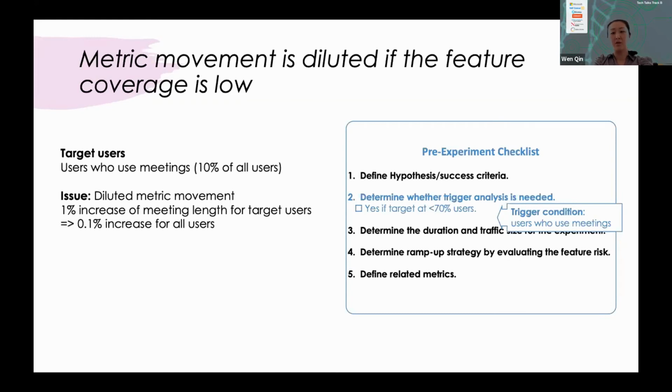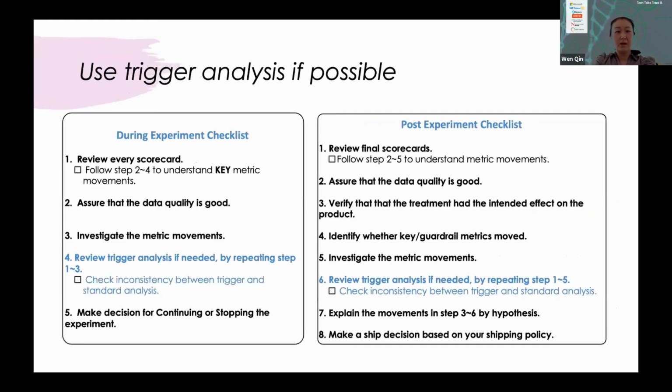We recommend you use the trigger analysis if the feature coverage is below 70%, where dilution might be an issue. With the trigger analysis, during the experiment and post-experiment, you want to review the trigger analysis scorecard in addition to the standard scorecard. And you want to check whether there's any inconsistency between the trigger and standard analysis. If you have some improvement in your trigger analysis, but some regression in your standard one, you need to understand why there's a difference. A likely reason is that you have an incorrect trigger condition for your trigger analysis.